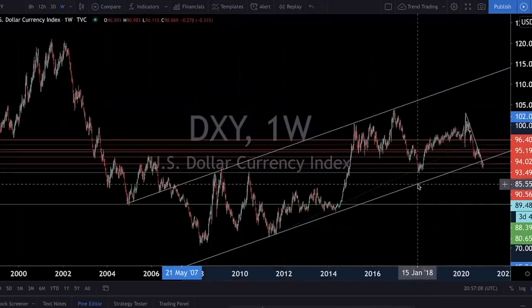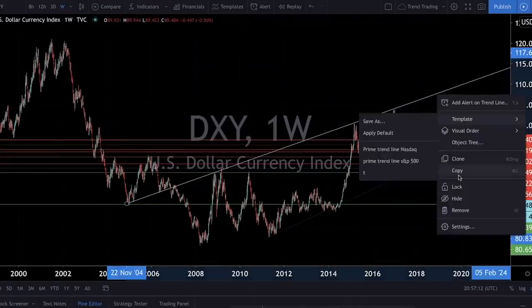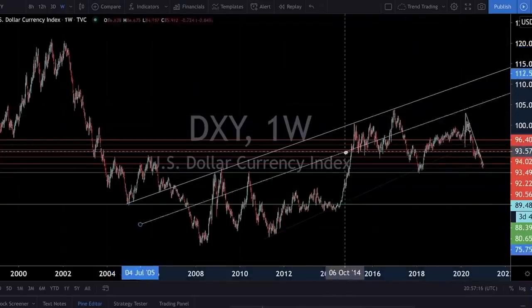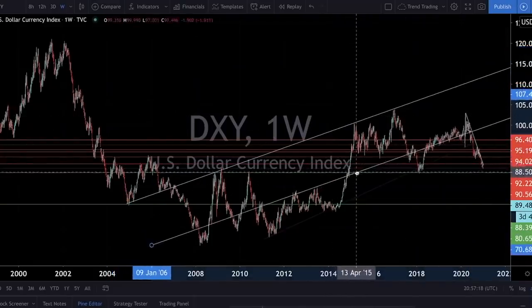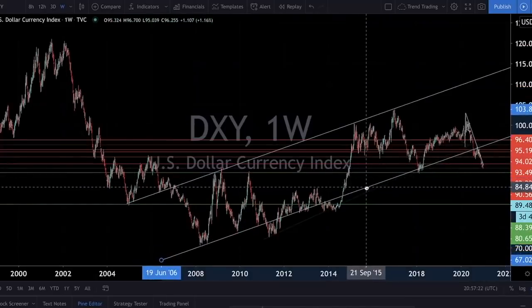Now, you all know how I do my TA. I take this line and I clone it to get the other line, the lower line, or if I was cloning the lower line to get the higher line, because the market is always full of symmetry. You all have seen that happen over and over again.